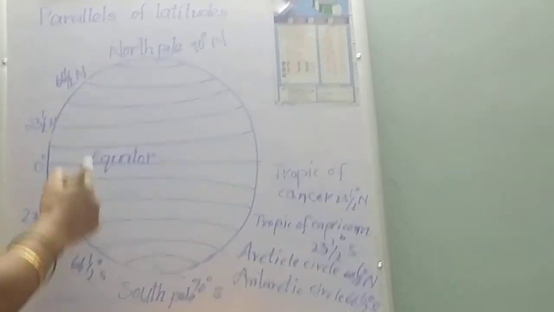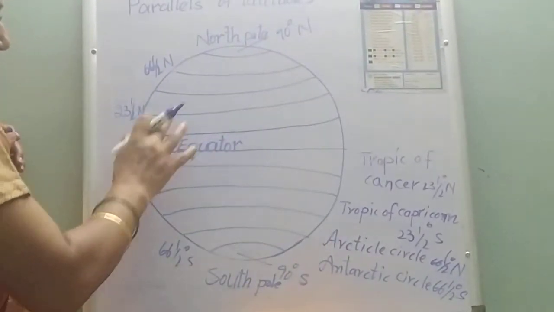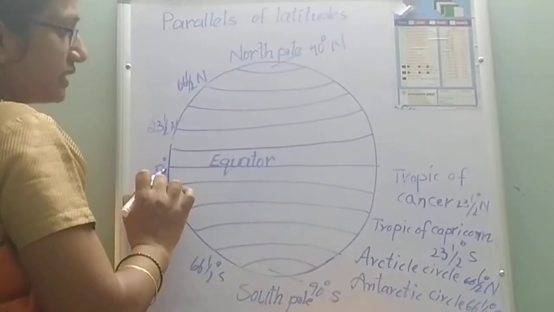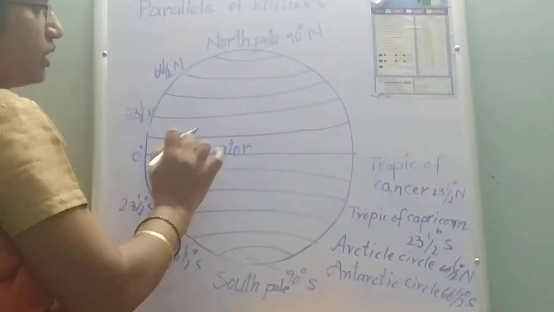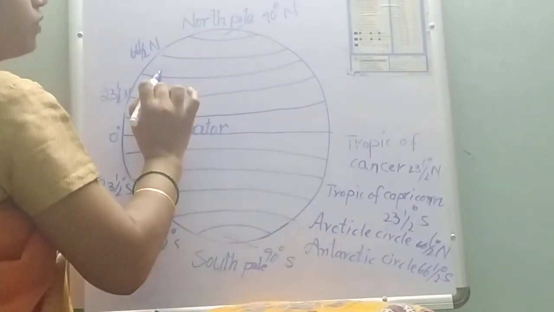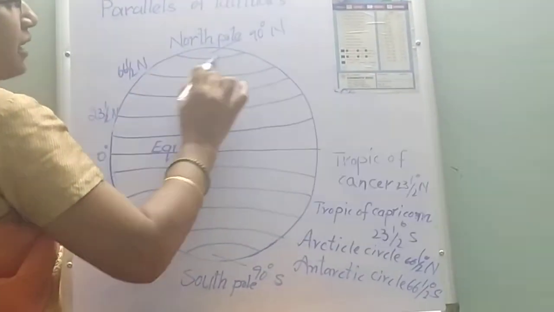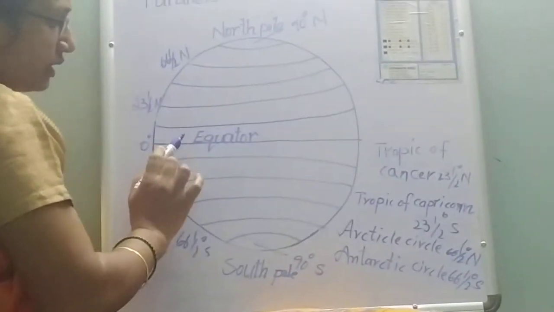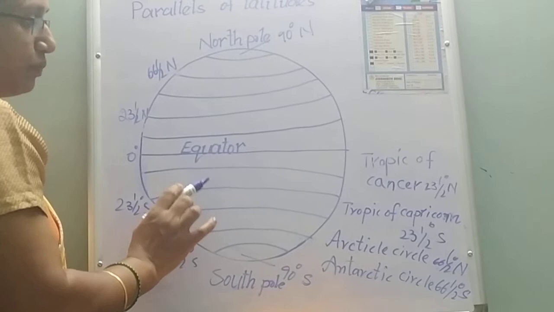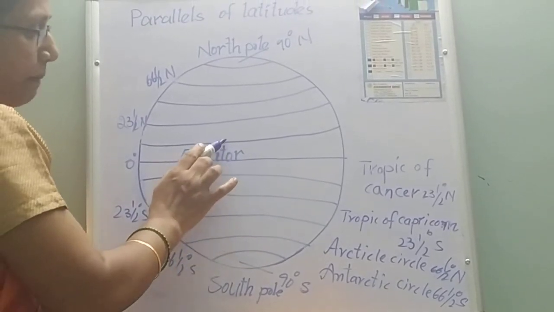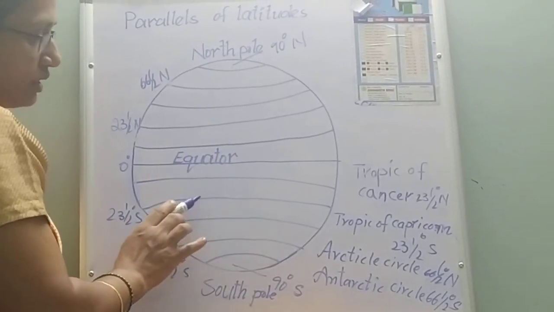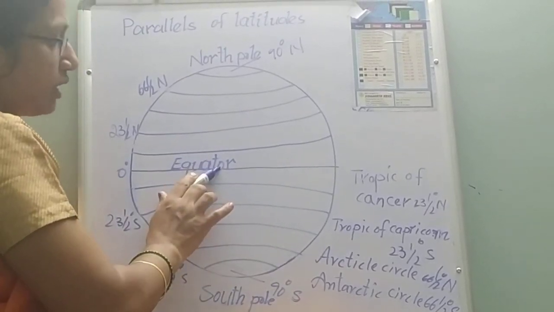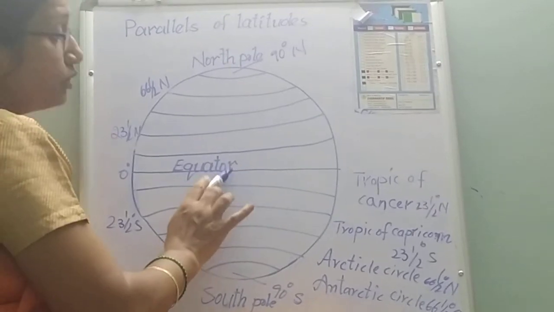Just observe the parallels of latitude diagram. This is the latitudes. Here the middle one is called the equator or 0-degree latitude. These are the parallels of latitudes. The distance between one latitude and another latitude is equal. All these are parallel to the equator.